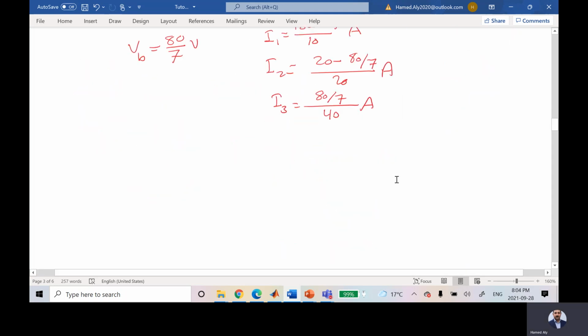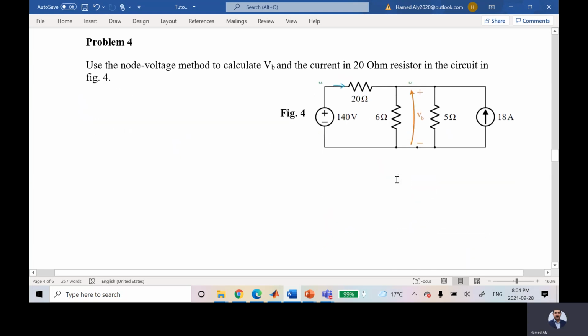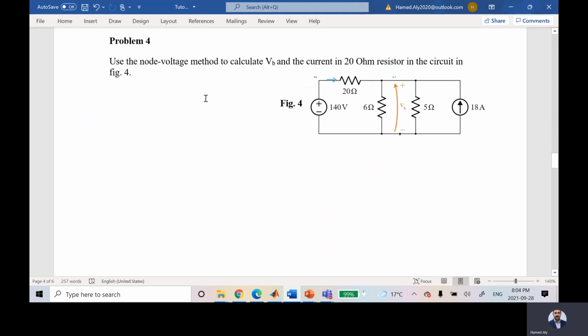Let us see problem number 4. Do you like to have a break or continue? Continue? We are almost there. So use the node voltage method to calculate VB.